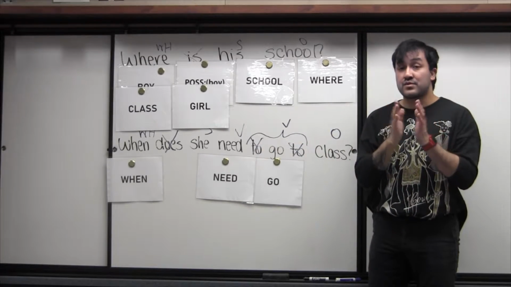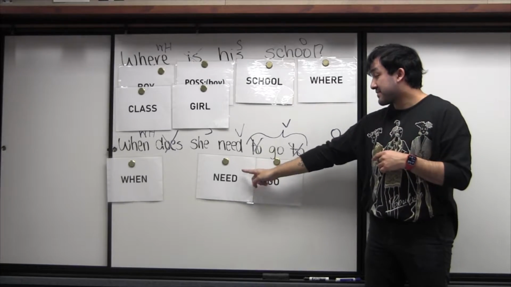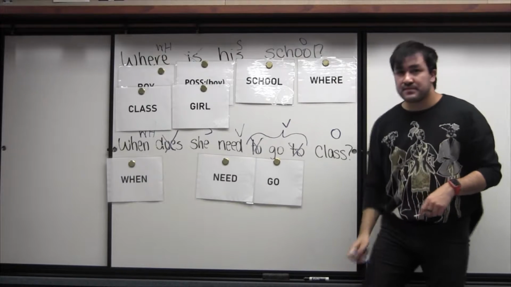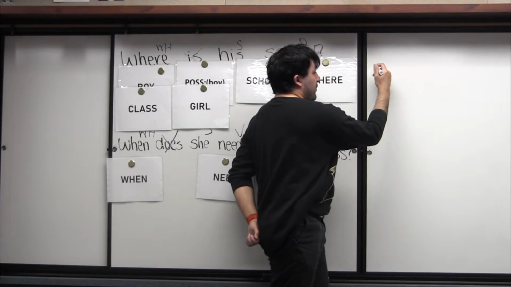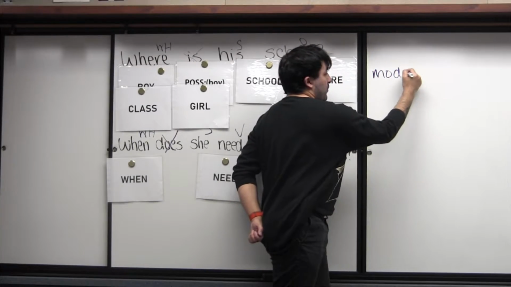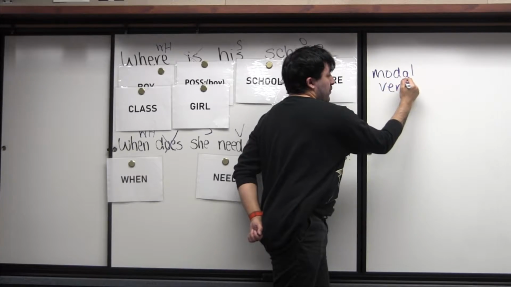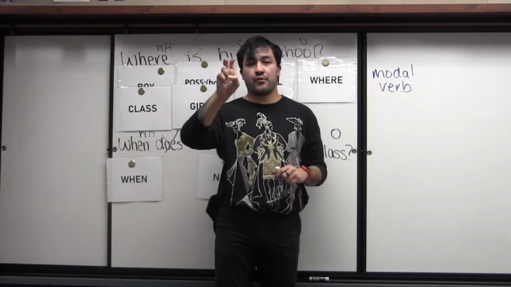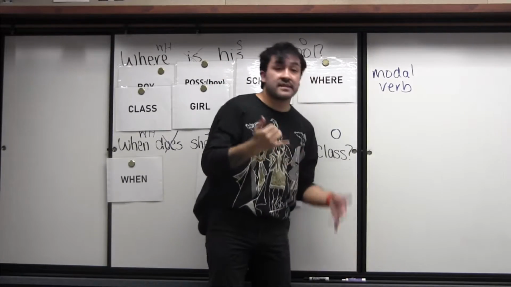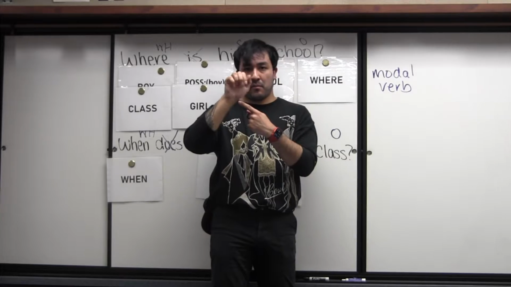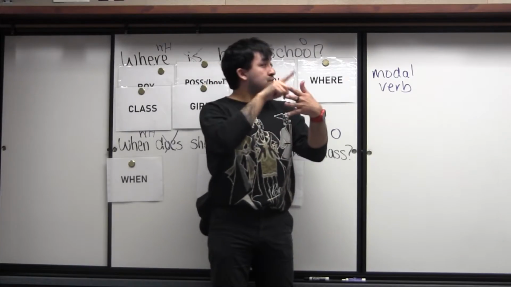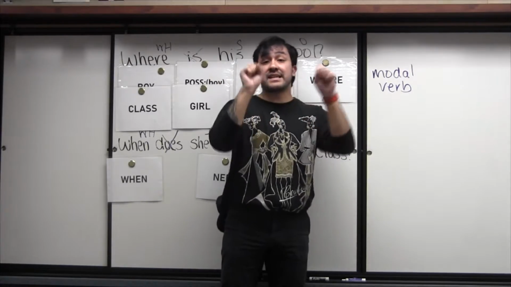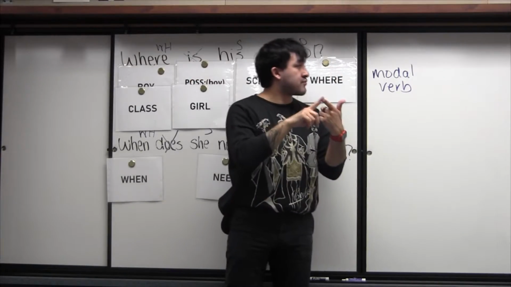Now we have two verbs. Technically, need is not just a normal verb. It's actually what's called a modal verb, spelled M-O-D-A-L, and then verb as well. Modal verbs have 5 different categories. There are 5 different types of modal verbs. Let me look at my list over here. There is ability, so for example, can or can't.